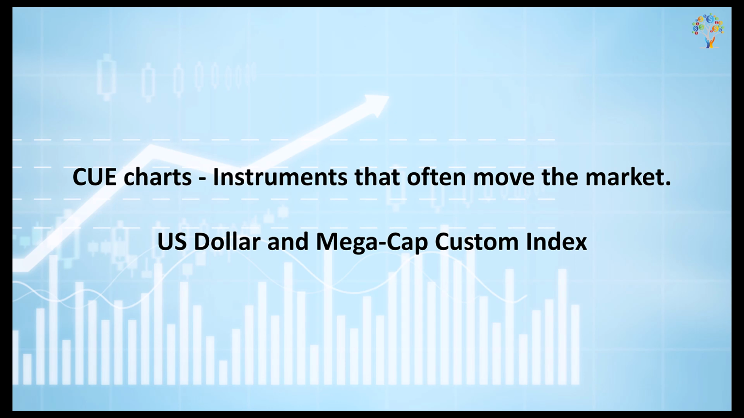First dimension of our analysis is to look at two instruments, US dollar and Mega Cap Custom Index, that have tremendous influence on the market. US dollar tends to be inversely correlated with the market, though sometimes that inverse correlation does not work. Mega Cap Custom Index is directly correlated with the market, and that correlation always works, with more impact on some pockets of the market than others.